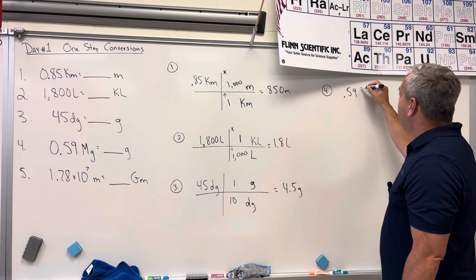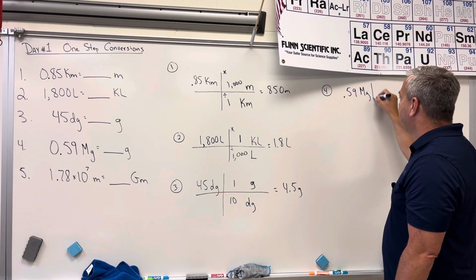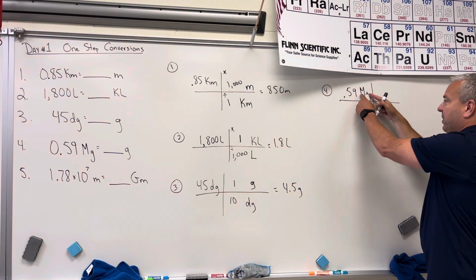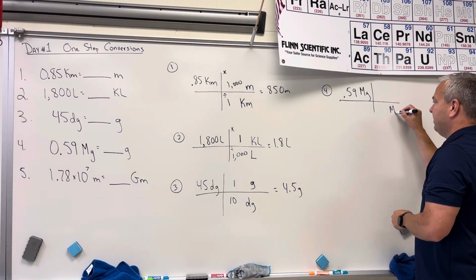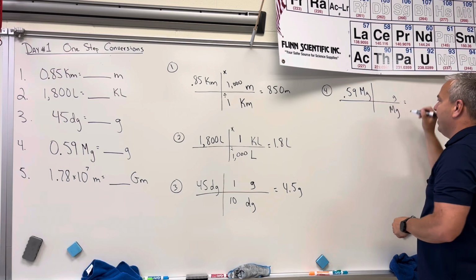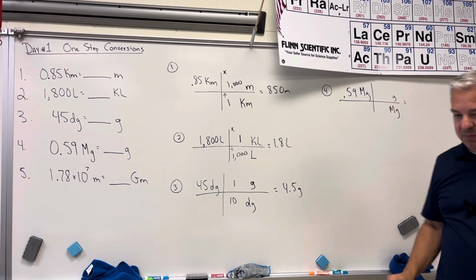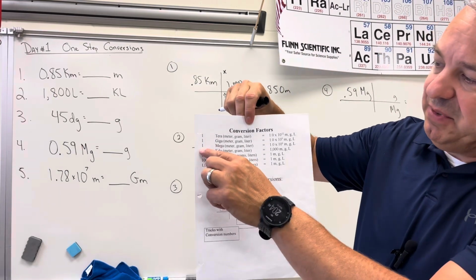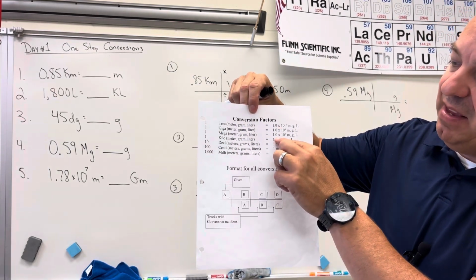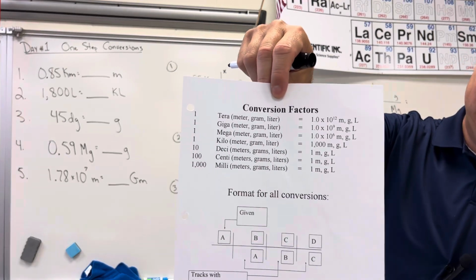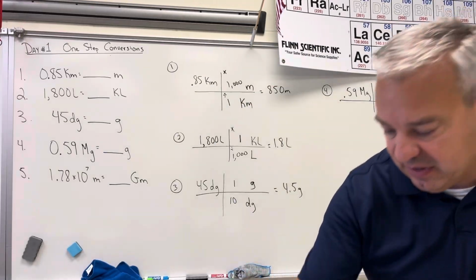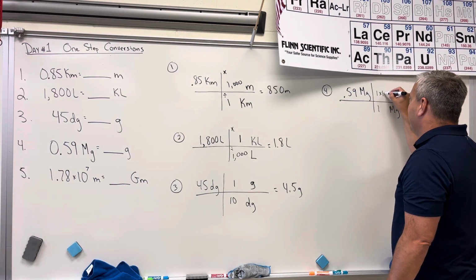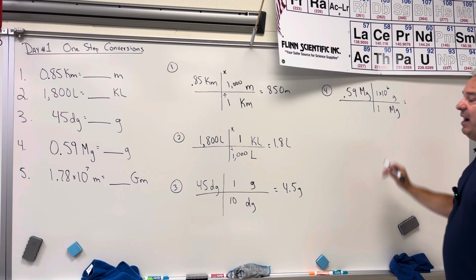So 0.59 megagrams, and I need to convert the megagrams into grams. So I'm going to convert the megagrams into grams, and I need this conversion factor between megagrams and grams. And as you can see, megagrams here at the top, 1 megagram is equal to 1 times 10 to the 6 grams. Okay, so 1 megagram is equal to 1 times 10 to the 6 grams.